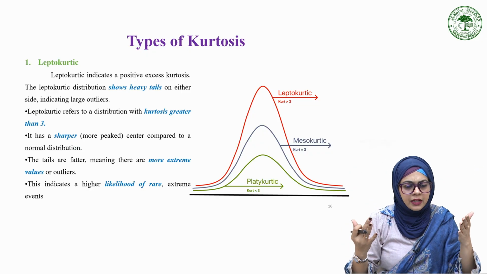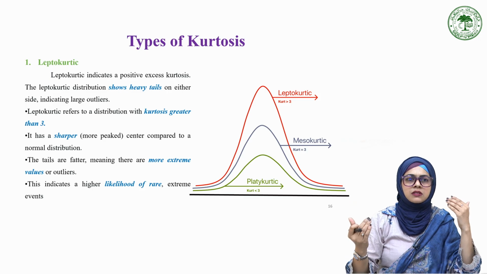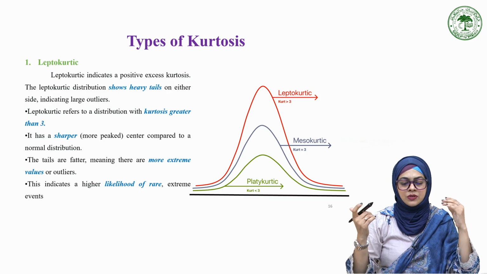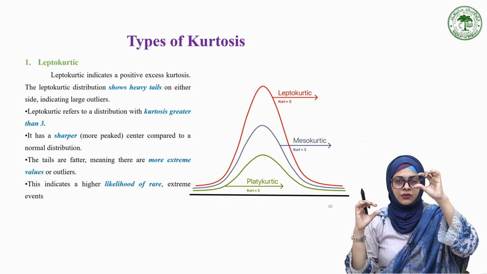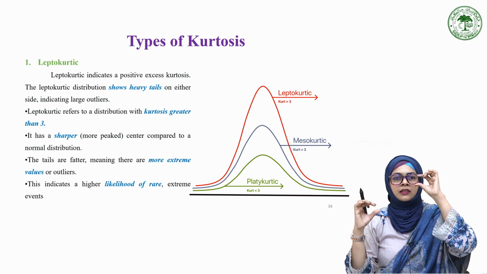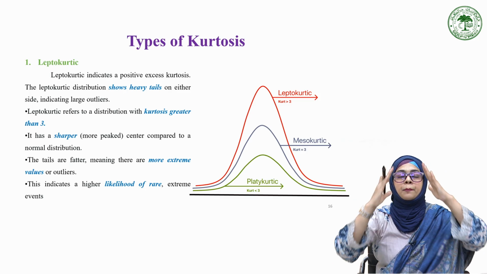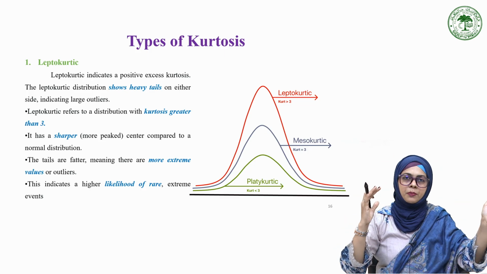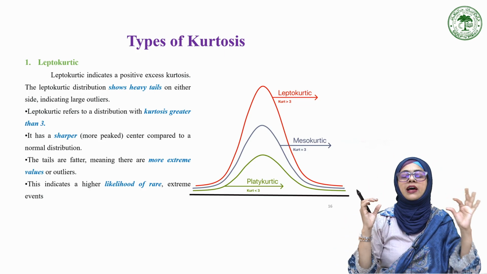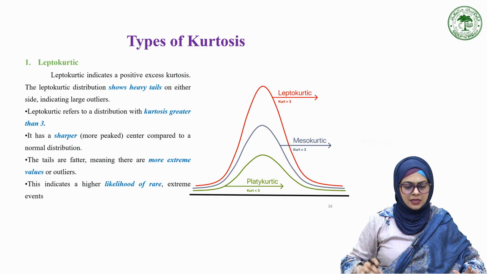So leptokurtic indicates a positive excess kurtosis. That means this distribution shows a heavy tail. Now you can see the tail width of the leptokurtic, and that shows that the kurtosis is greater than 3, and it has a sharper peak compared to the normal probability curve, but the tails are fatter. That means there are more extreme values or outliers. This indicates a likelihood of rare extreme events.